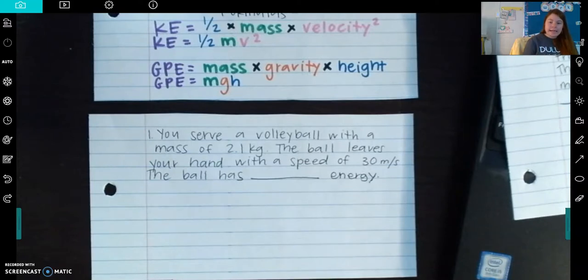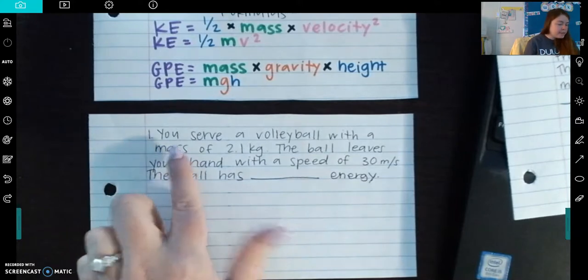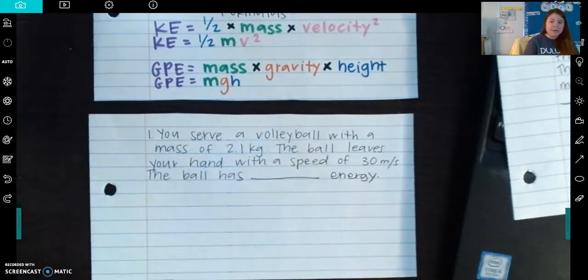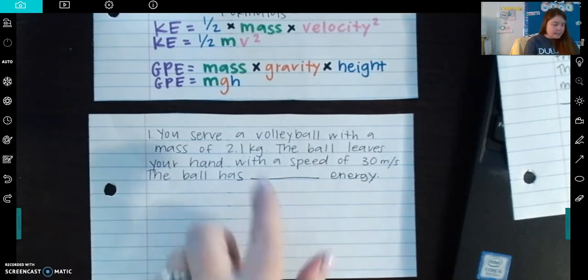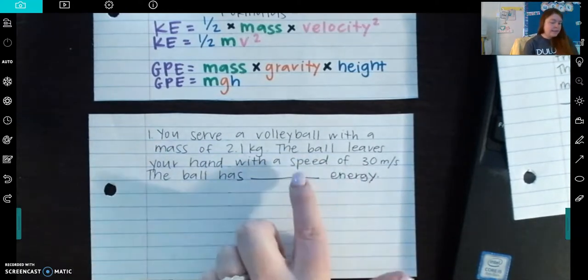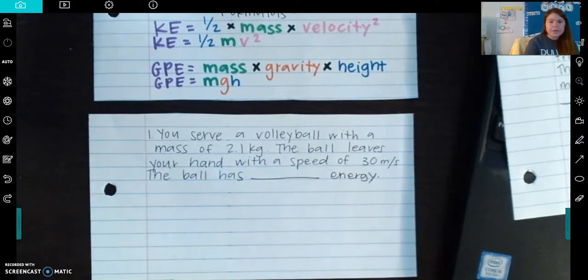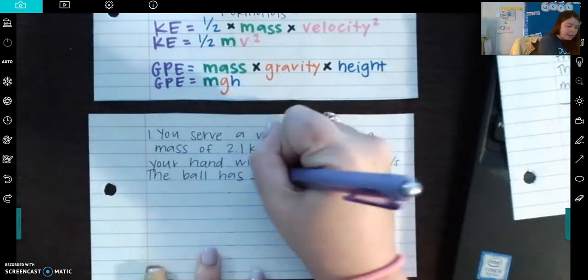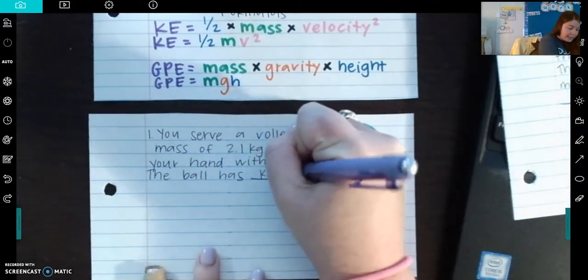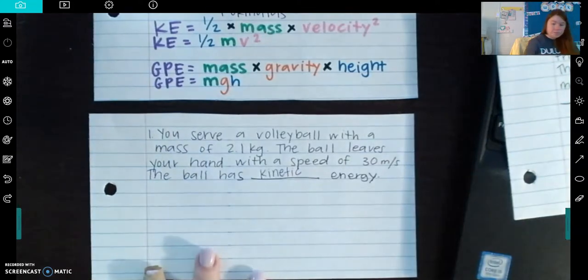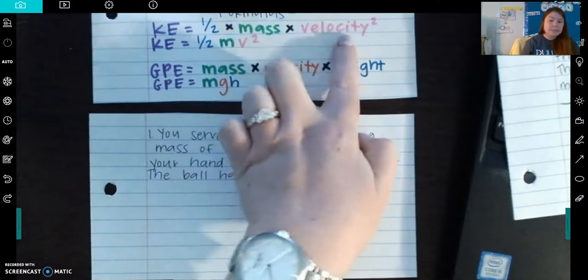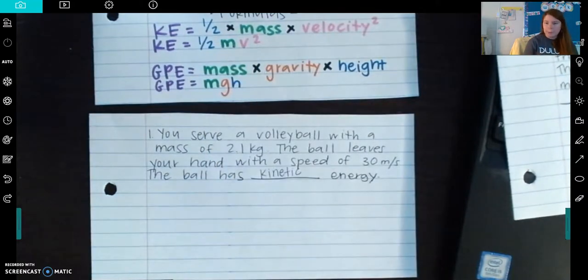Let's go ahead and decide, is this kinetic or is this potential? When I read the word problem, I see that they're serving a volleyball, which means they're hitting a volleyball with their hand so that the volleyball flies over the net. I see that the ball is leaving my hand, it has a speed, it's moving. So I know that if it's moving, it has to be kinetic energy. I'm going to write that onto this line here, kinetic energy. And I know that if it is kinetic energy, I should be able to find these pieces of information to plug into my word problem.